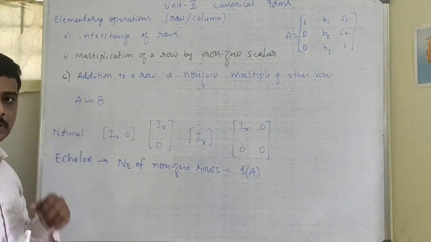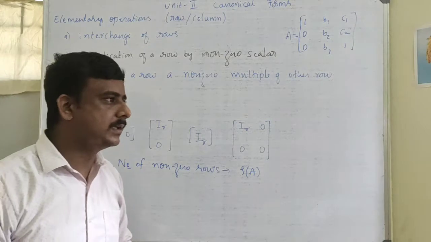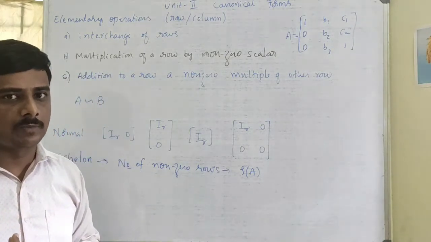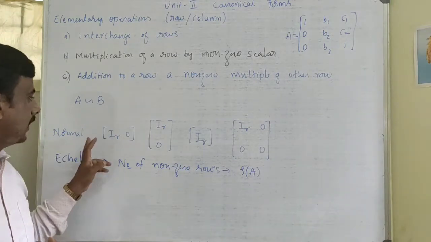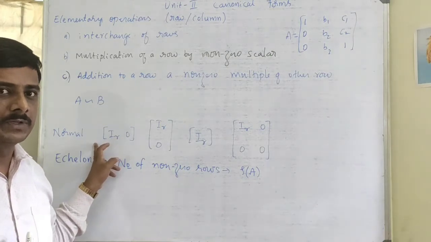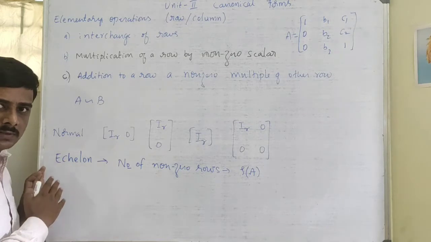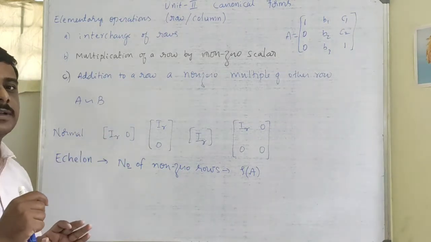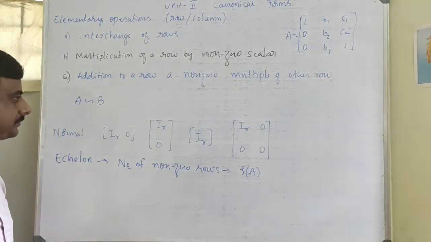Next, normal form of a matrix. Here you get two types of problems. Either you will be asked to reduce the given matrix to normal form, or you may be asked to find the rank of a matrix by reducing it to normal form. So finding the rank using echelon form is one thing. Now we are going to find the rank of a matrix by reducing it to normal form. What do you mean by normal form?